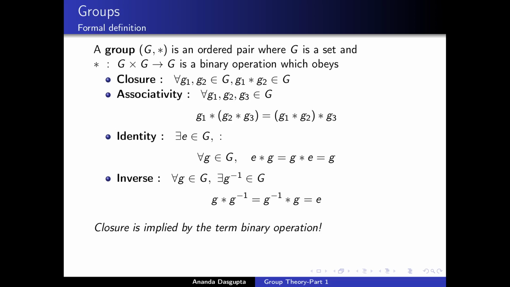So, if we are saying the star is a binary operation, there is really no need to add the closure demand separately. However, very often we might be talking about a subset of some bigger set, and we may not be sure whether the set is closed under what was a binary operation for the bigger set. So closure is something we will have to check in those cases.